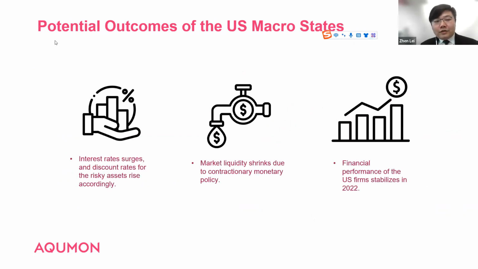Therefore, we see the potential outcomes of the US macro states. First of all, interest rates will definitely surge and the discount rates for the risky assets rise accordingly. The second one is that the market liquidity shrinks due to the contractionary monetary policy, and financial performance of the US firms stabilizes in 2022 as the economic growth can stabilize in 2022.